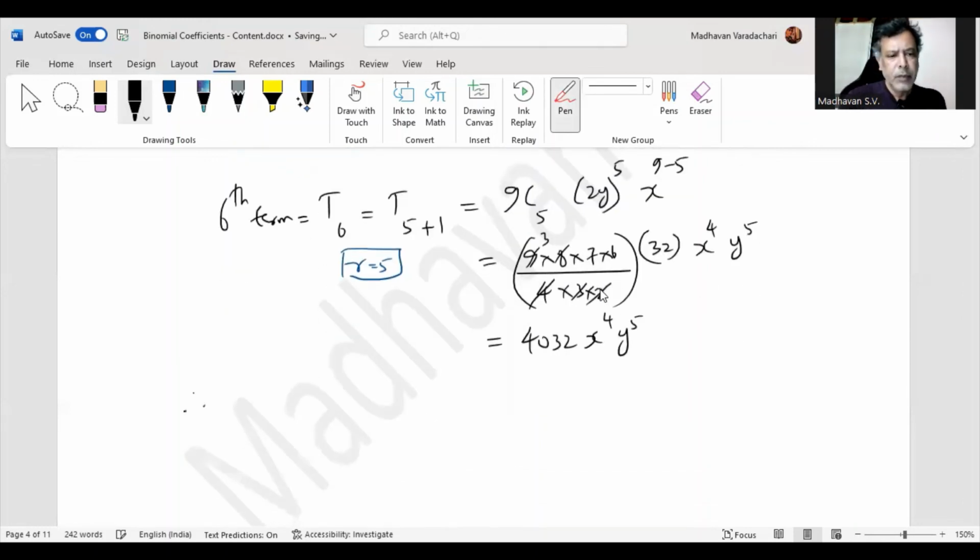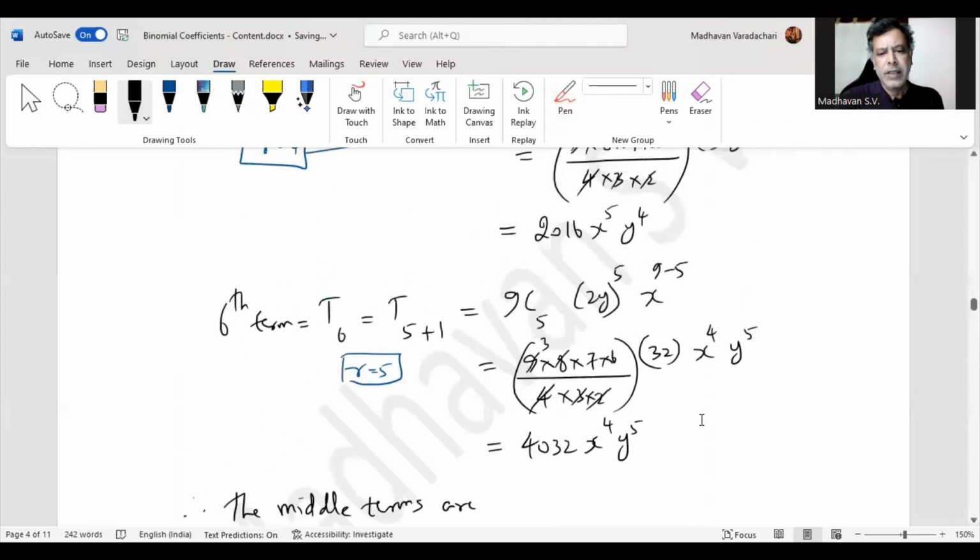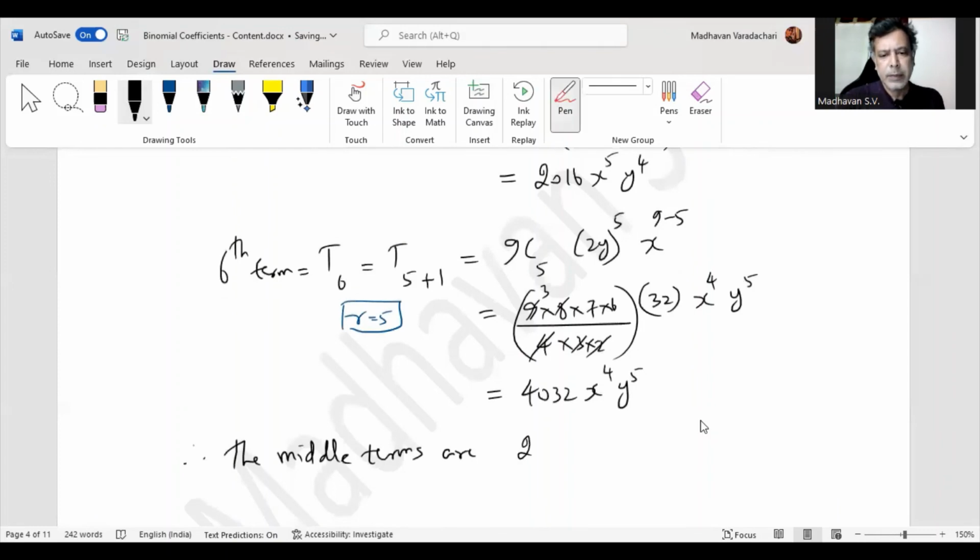Therefore, the middle terms are one is this 2016 x power 5, y power 4, and 4032 x power 4, y power 5. That is the solution for this particular problem.